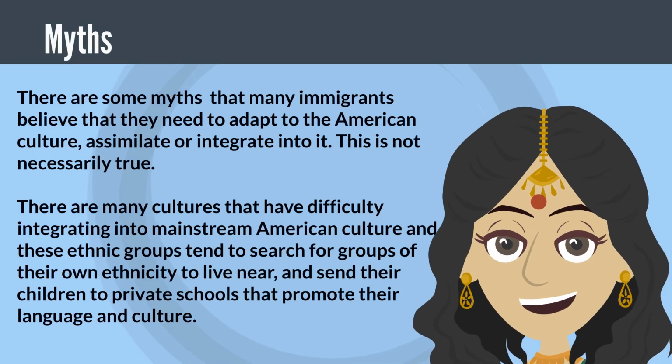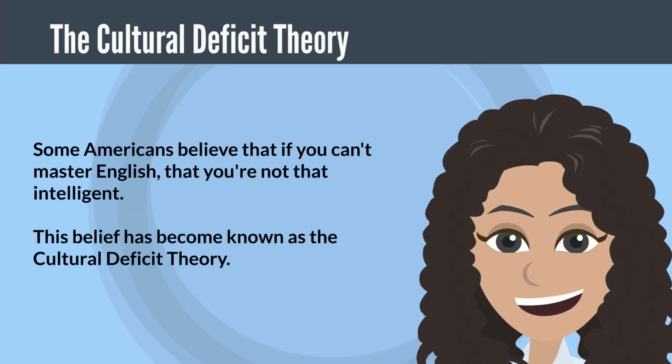There are some myths. Many immigrants believe that they need to adapt to the American culture, assimilate or integrate into it. This is not necessarily true. There are many cultures that have difficulty integrating into mainstream American culture, and these ethnic groups tend to search for groups of their own ethnicity to live near and send their children to private schools that promote their language and culture. Some Americans believe that if you can't master English, you're not that intelligent.